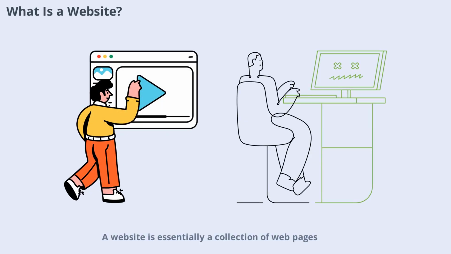A website is essentially a collection of web pages that are linked together and accessible through the internet. Each page can contain text, images, videos, and interactive elements. Websites can be as simple as a single page or as complex as massive platforms like social networks or e-commerce stores. Understanding what a website is helps set the stage for learning how they're built and maintained. As we move forward, keep in mind that every website you visit is made up of different components working together seamlessly to deliver content and functionality to users.